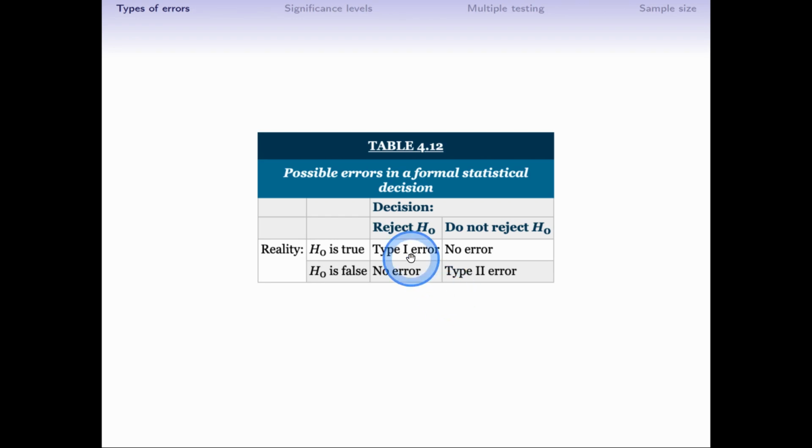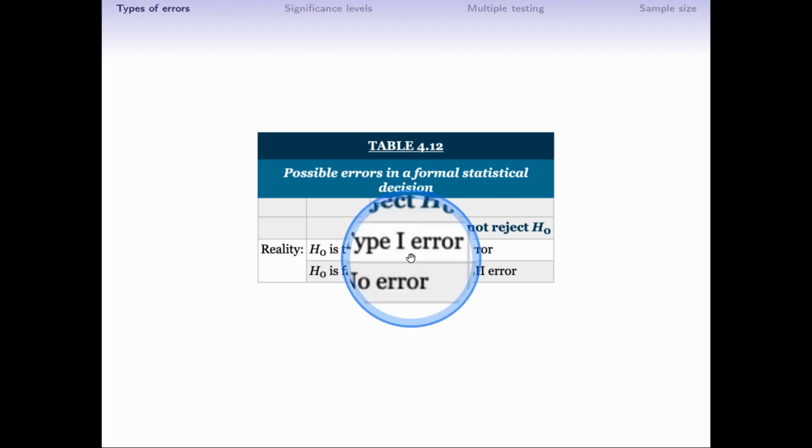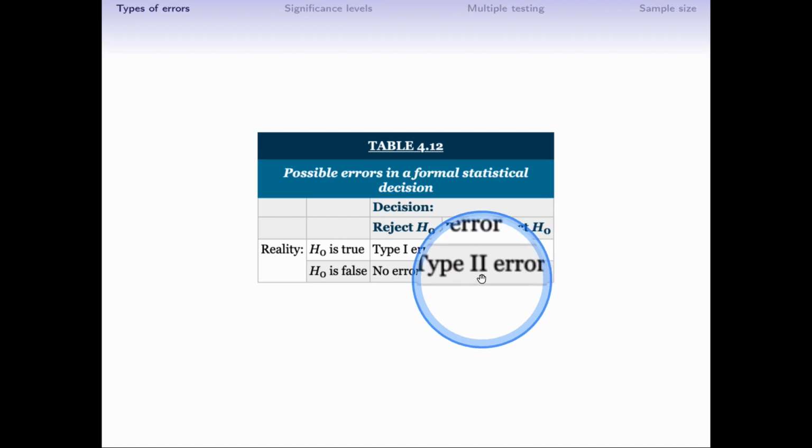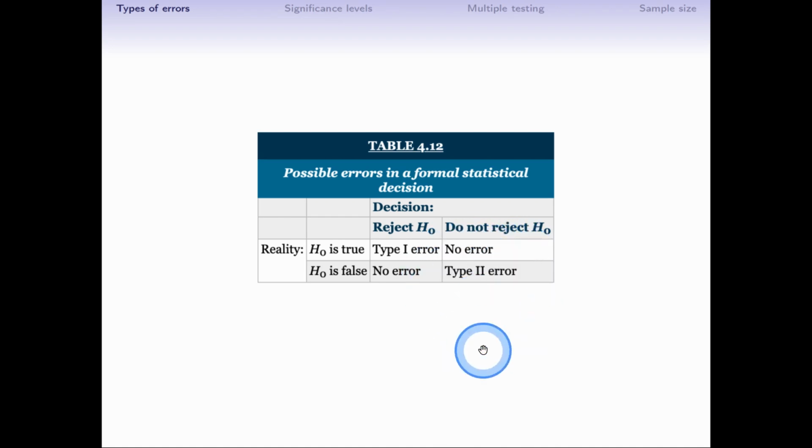And as before, we can have a type 1 error, and this is the case where the null hypothesis is really true, but we reject it. And we also have the type 2 error, and this is the case where the null hypothesis is really false, and we fail to reject or do not reject the null hypothesis.